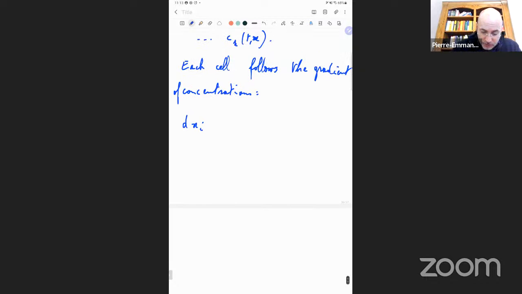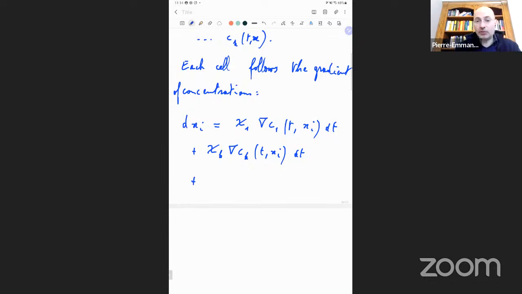Which is going to be simply that dxi is going to be the following. And maybe the cell is more sensitive to some concentrations rather than others. So we'll have chi1 gradient of C1, and so on, plus chi k gradient of CK. The gradient of the concentration at the location of the cell, t, xi, gradient CK, t, xi. And I'm going to add diffusion.